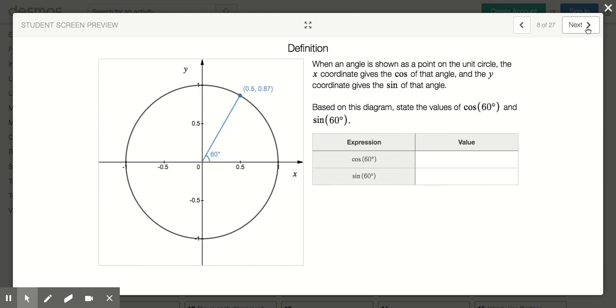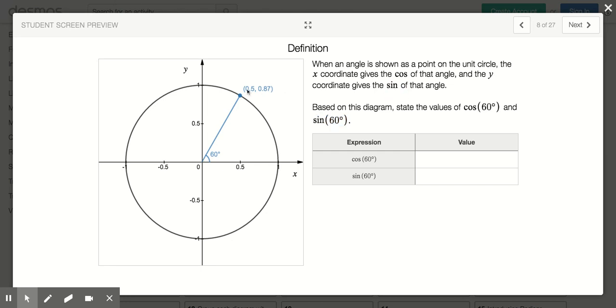And moving on to the next question, when an angle is shown as a point on the unit circle, the x coordinate gives the cosine of that angle, and the y gives the sine of the angle. This is very important. This is what the unit circle helps you with, okay? So you could use a calculator and type in cosine parentheses 60 degrees, and you would get a decimal as your answer. You could do the same thing for sine. But what the unit circle does is it makes that all apparent for you on the unit circle.